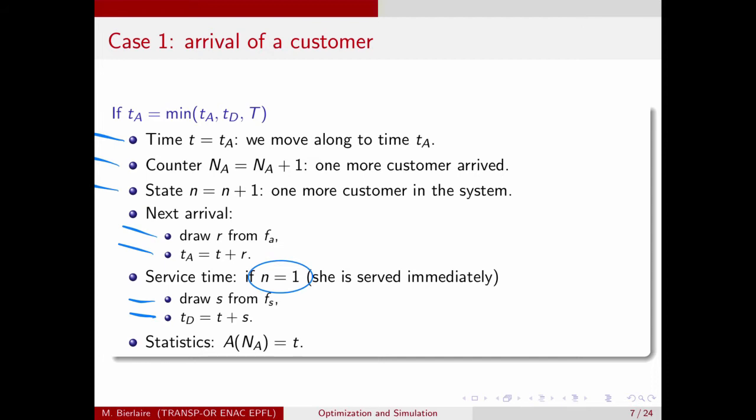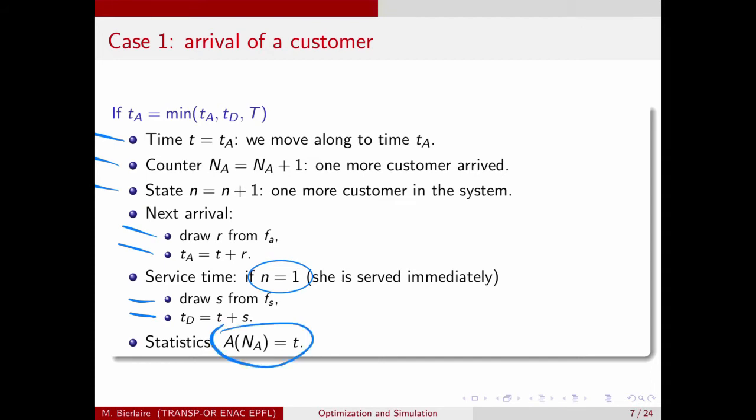Good, so we have updated the events. Remember, we have 3 events, but one of them is always with the tag capital T. This is the bar closing. So we have updated the 2 time tags of the 2 other events. And finally, we collect the statistics, so we just keep a record of the fact that at time T, 1 customer has arrived.